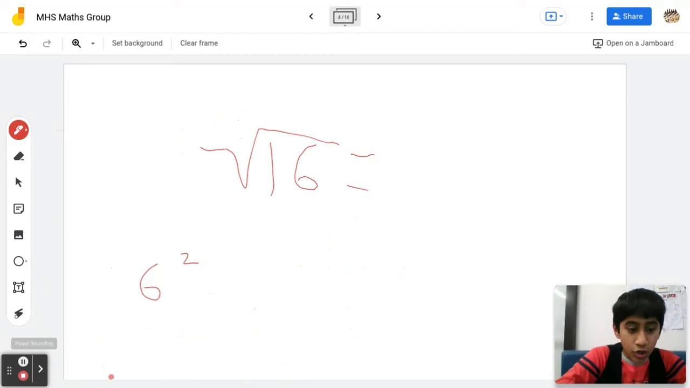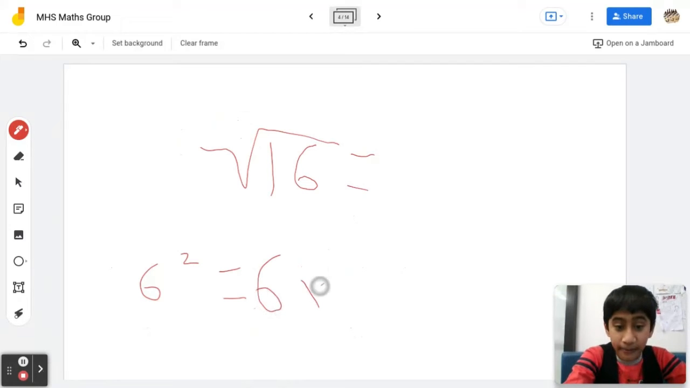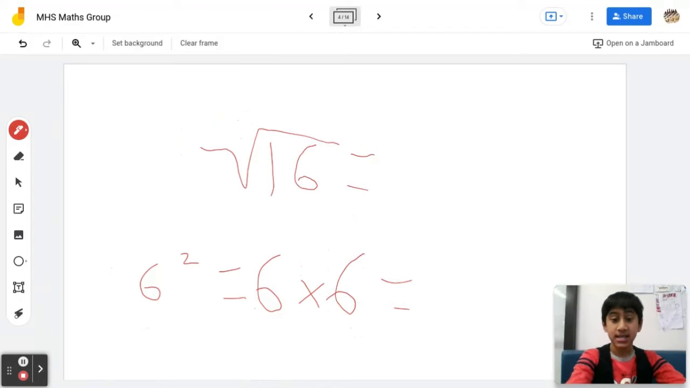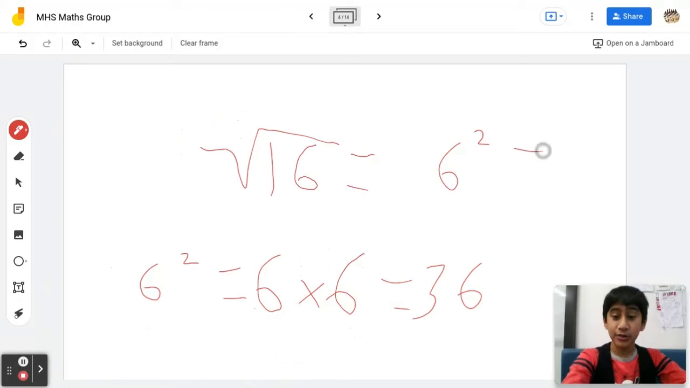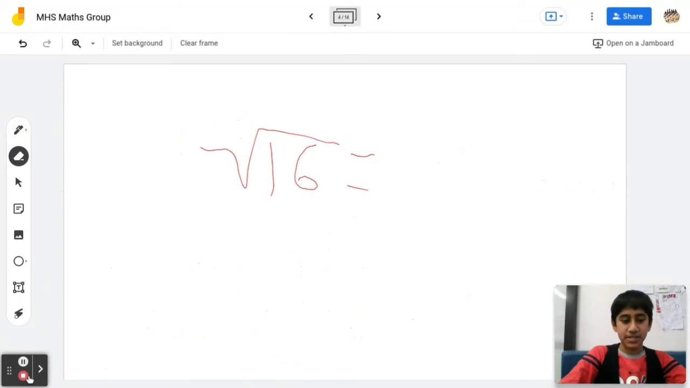So if we were to solve this problem, don't worry, we'll come back to the square root one later. That would be 6 multiplied by itself 2 times. 6 multiplied by 6. What's 6 multiplied by 6? 36. So that means 6 squared equals 36. Wow! So now back to the purpose of this video.